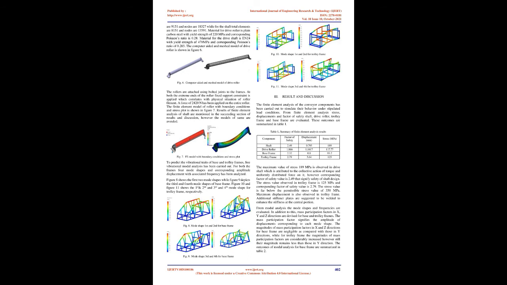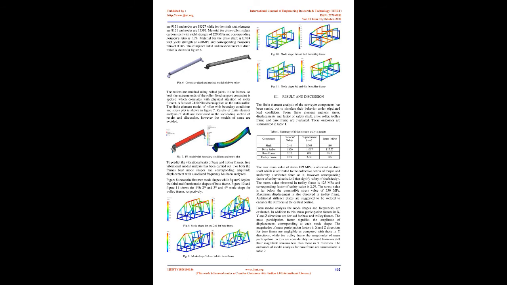The rollers are attached using bolted joints to the frames. At both the extreme ends of the roller, fixed support constraint is applied, which correlates with the physical situation of roller fitment. A force of 2,420 N has been applied on the entire roller. The finite element model of roller with boundary conditions and stress plot is shown in Figure 7. Results of finite element analysis of shaft are mentioned in the succeeding section of results and discussion, however the models of same are avoided. Fig 7. FE model with boundary conditions and stress plot.